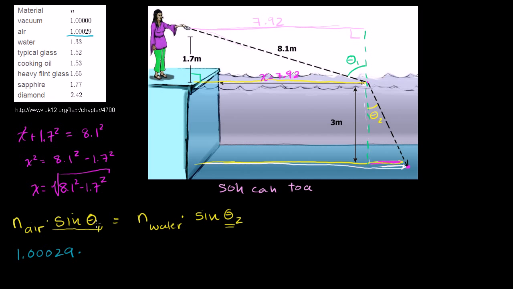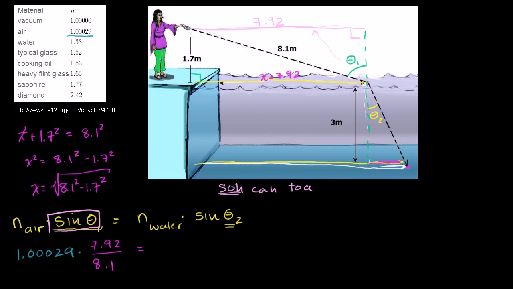So the sine of theta 1 is going to be the opposite of the angle over the hypotenuse. That just comes from the definition of sine. So this part right over here, sine of theta 1, we don't even have to know what theta 1 is. It's going to be 7.92 over 8.1, and that's going to be equal to the index of refraction of water.